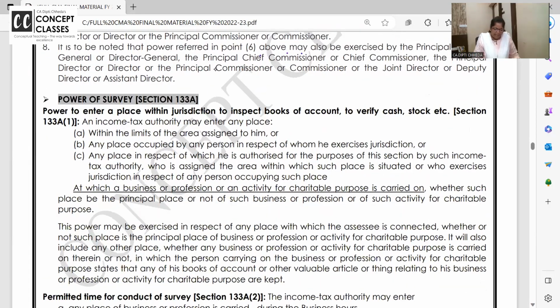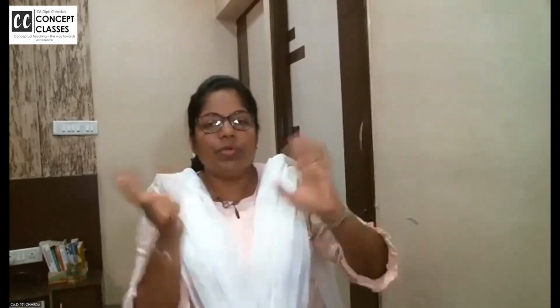Now 133A, power of survey. Search is like पूरा तितर पितर कर देंगे जिसको बोलते हैं ना. What is survey? Survey is disciplined, systematic inspection at the business place of the SSC.